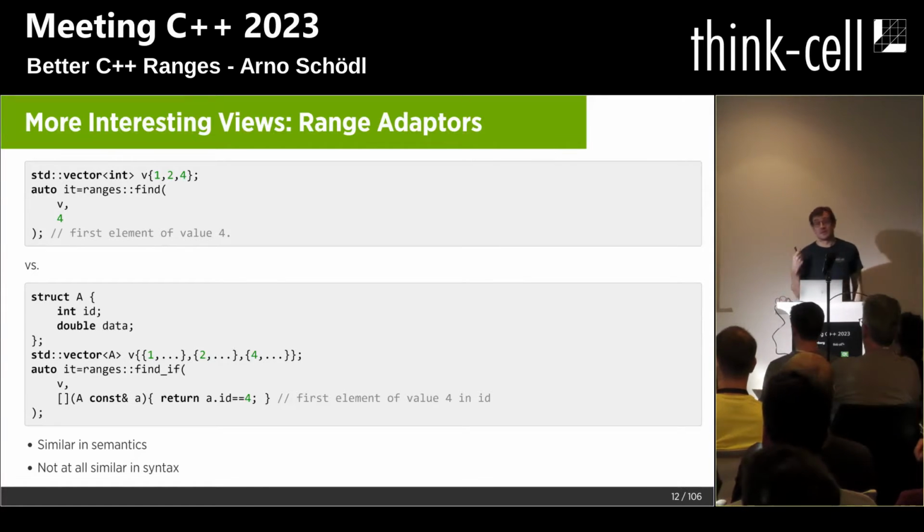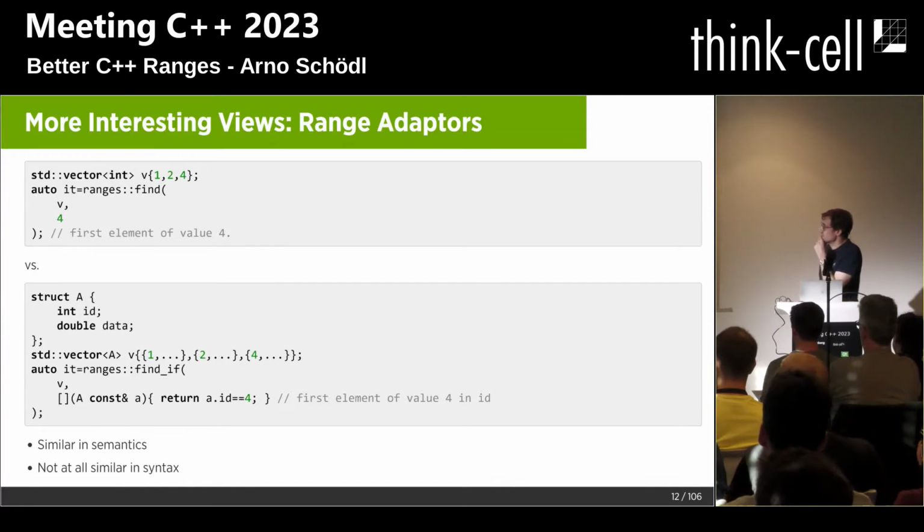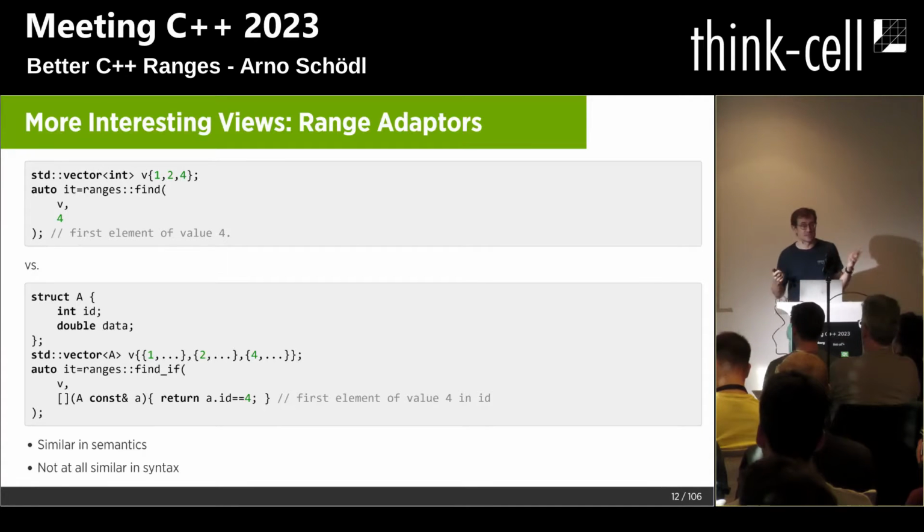If the integer that we are looking for is not straight in a vector, but embedded in some substructure, like down there, structure A has this int ID and then some data attached to it as well. And then you have a vector of these things, right? And they also have these integers, 1 to 4. But if we now want to find, the find looks very different. We can't reuse the find that we used up there. We have to write it with a find if, because we need to access the ID here. And so that means these two things are quite similar in semantics. They can do similar things, but they look very different in syntax, which is not nice.